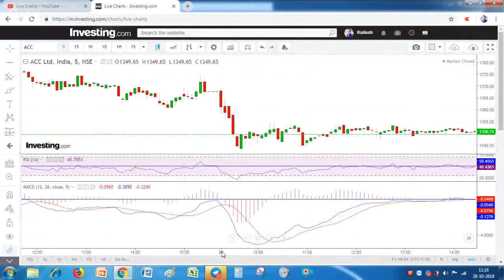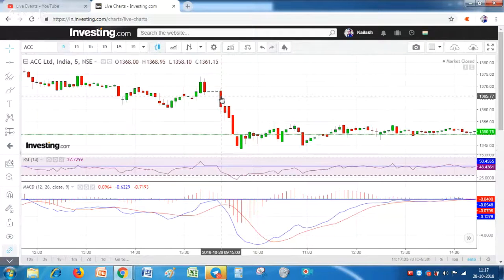This is on 26th of October. What happened this day? You can see here that this stock opened at this level. The opening was 1368 and its high was 1368.95, meaning open was almost equal to high. So that's already an indication that the stock can fall.